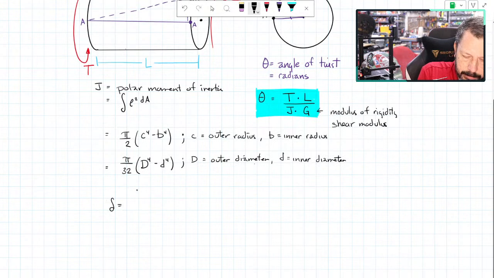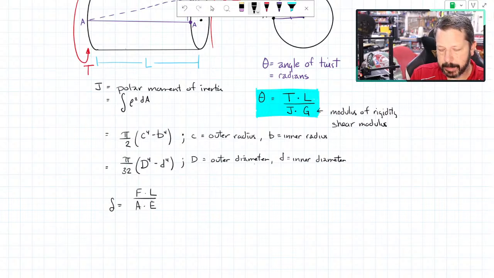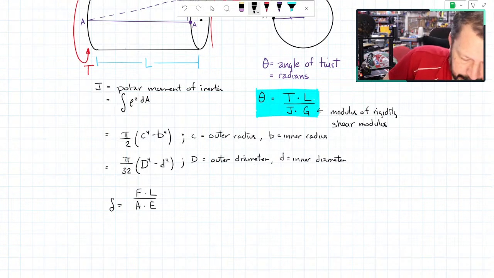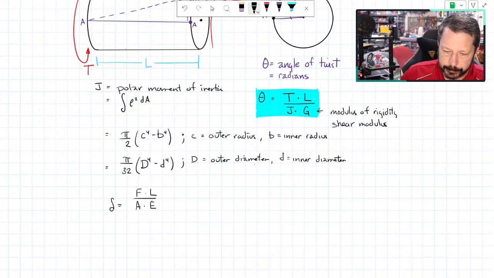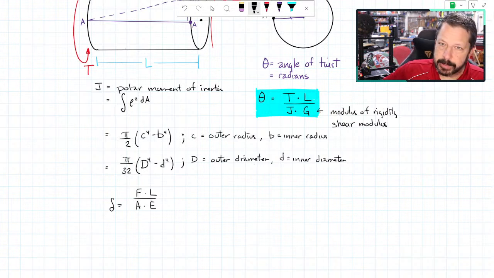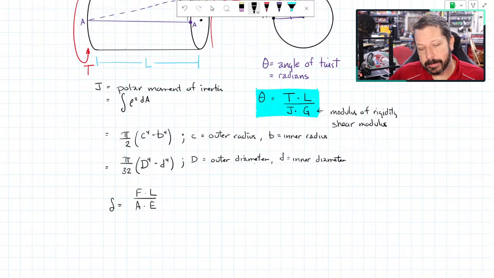Delta equals FL over AE, or EA, but it doesn't matter, it's multiplication, but I'm putting it in the same order as I just wrote the TL over JG equation, where you've got some kind of force in the axial deformation, it's an axial force. In the angle of twist, it's a torque. Then you've got the length, and that's the same in both cases, it's the length of the section where that force or torque is applied.